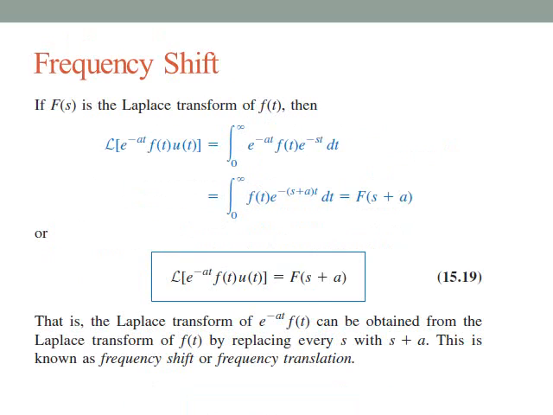The next property is frequency shift, the shift in frequency domain. As in the previous slide we have seen the shift in time domain, now we have shift in frequency domain. Shift in frequency domain basically results in multiplication of an exponent e raised to power minus at in time domain. So these are basically frequency translation or frequency shift.